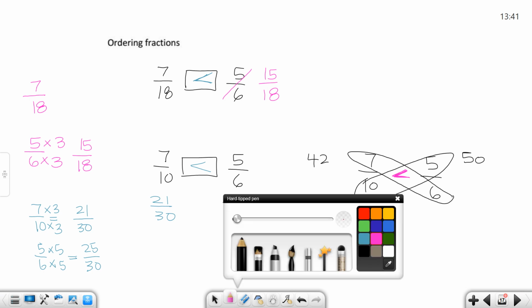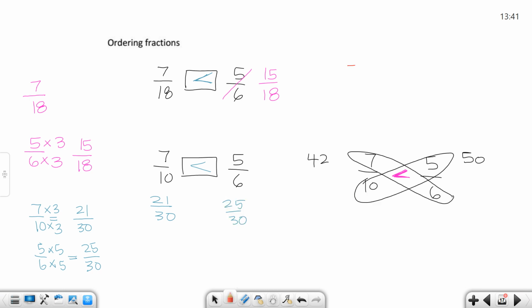You can do that at the top as well. You had 7/18 and 5/6. When you multiply this way, you get 42. And when you multiply this way, you get 18 times 5. Since 90 is more than 42, it would open in this direction, and that's your butterfly method.